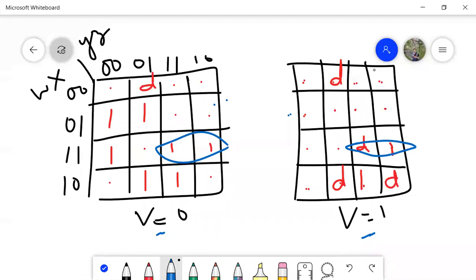So next combination, let me take the next combination. Now, if you see this D, this one and this one will form a quad. But I don't want to go for the quad, because when we simplify, that will become a prime implicant. So let us check for essential prime implicants.